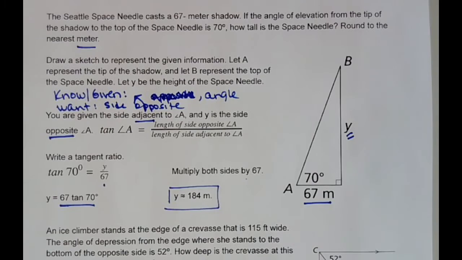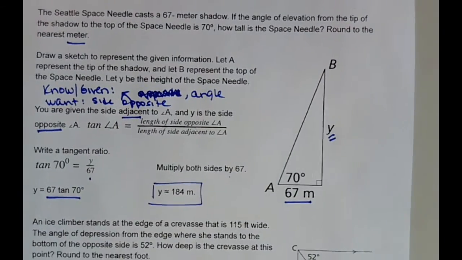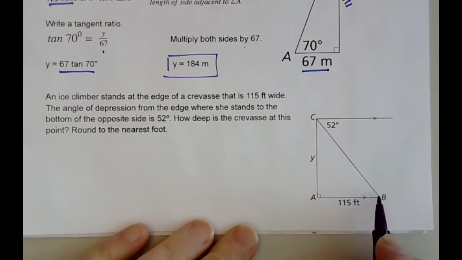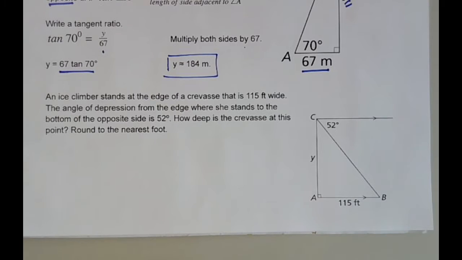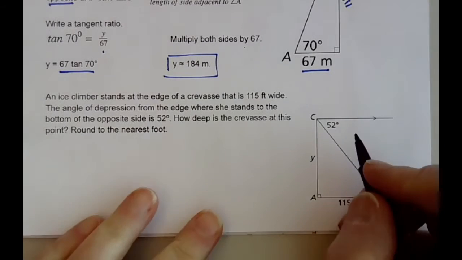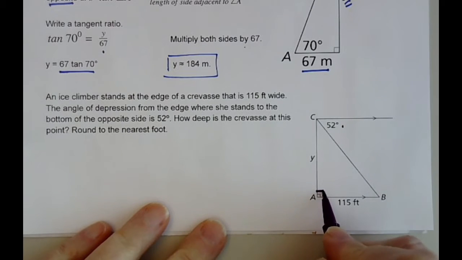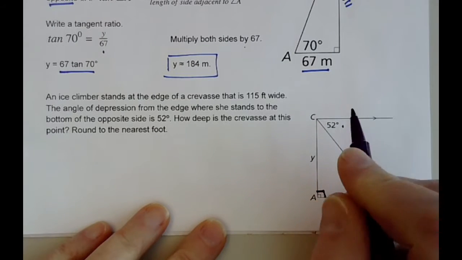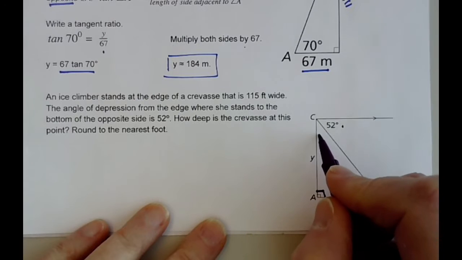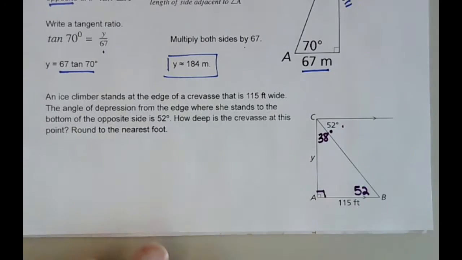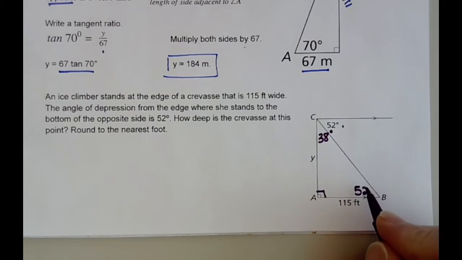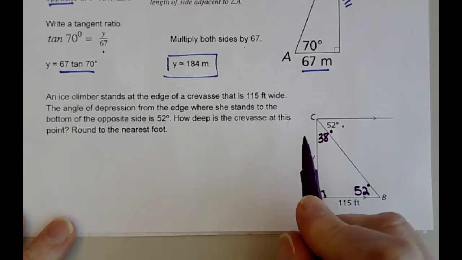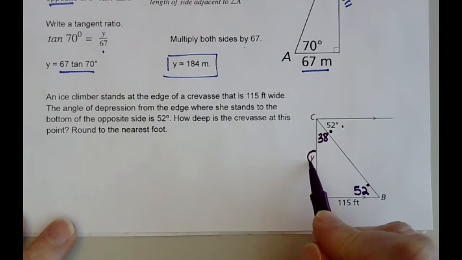Let's look at this next one. An ice climber stands at the edge of a crevasse that is 115 feet wide. So 115 feet wide right here. The angle of depression from the edge where she stands to the bottom of the opposite side is 52 degrees. So this is 52, this is 90. That makes this 52. So technically, we don't need to find that angle, but it is 38 because remember the acute angles are going to add up to 90 because it's a right triangle. The question is how deep is this? So we're looking for this here.